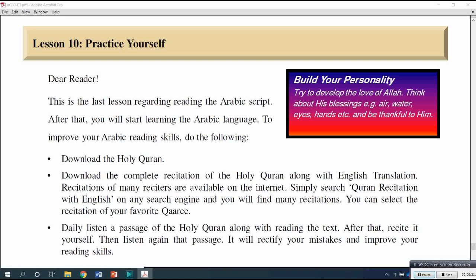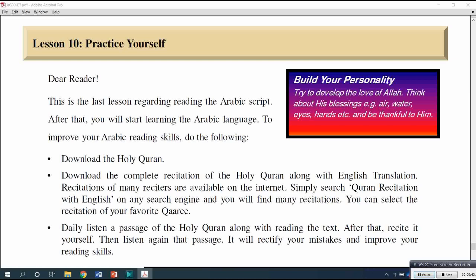For personality development, just try to develop the love of Allah. Think about His blessings. For example, like air, water, eyes, hands, etc., and give thanks to Allah. Please do it.